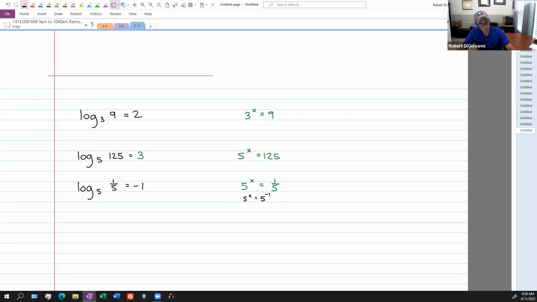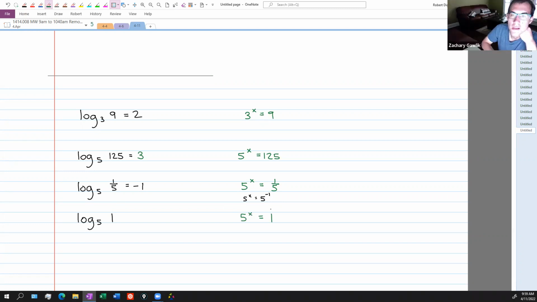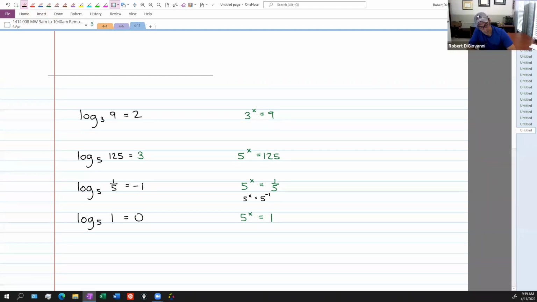I have another one for you. Log base 5 of 1. So what's the question it's asking? 5 to what power is 1, right? What power do you raise 5 to get 1? 0. Good. So the answer is 0. Are y'all catching on to this?